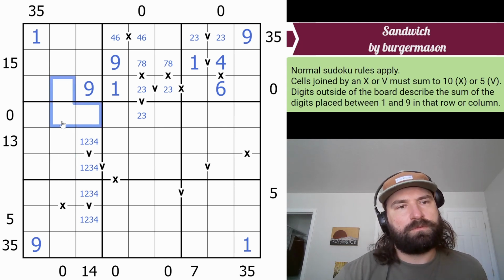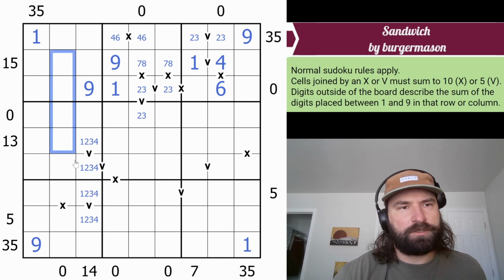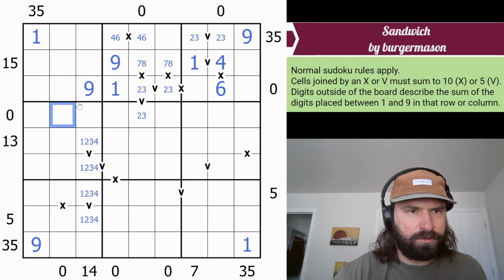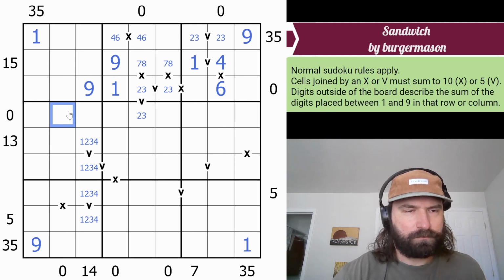So we got a 0 clue in this direction and a 0 clue in this direction. So the 1 has to go next to the 9 in both directions. Is it still possible for this to happen? No.